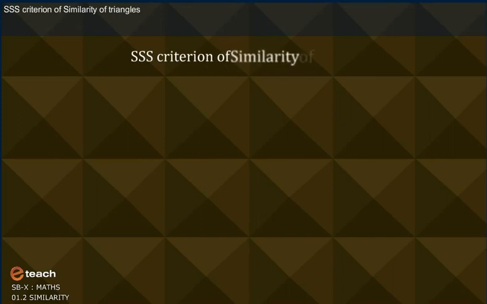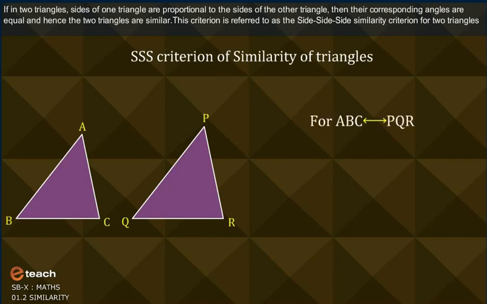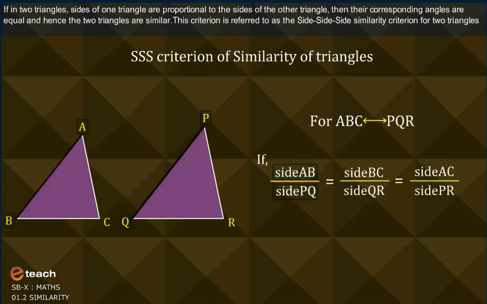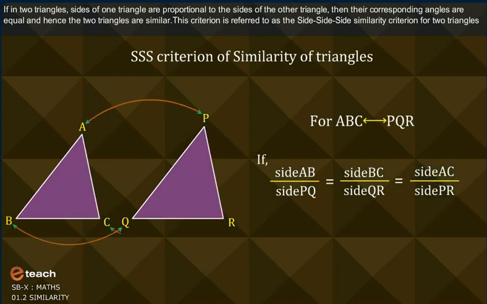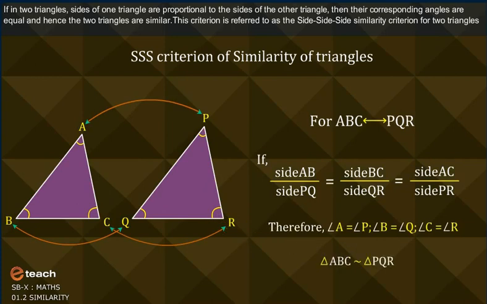SSS criterion of similarity of triangles. If in two triangles, sides of one triangle are proportional to the sides of the other triangle, then their corresponding angles are equal and hence the two triangles are similar. This criterion is referred to as the side-side-side similarity criterion for two triangles.